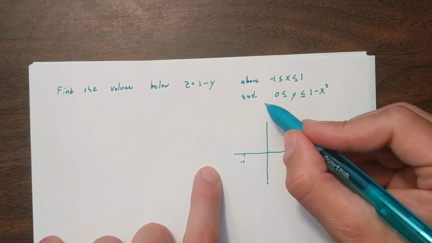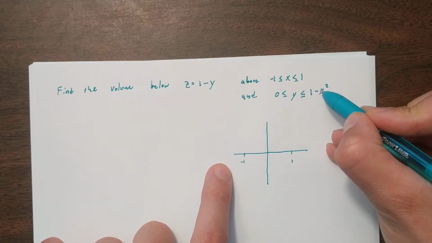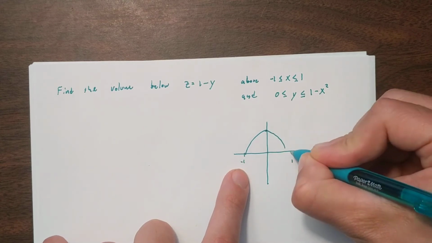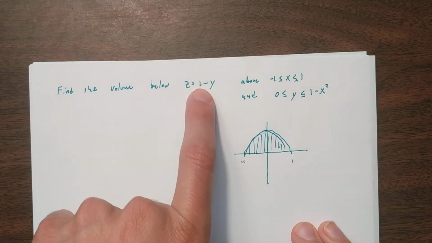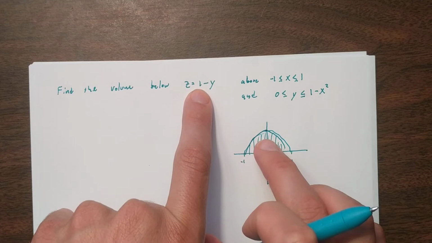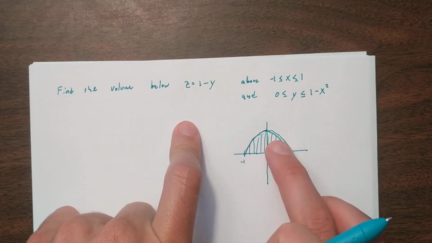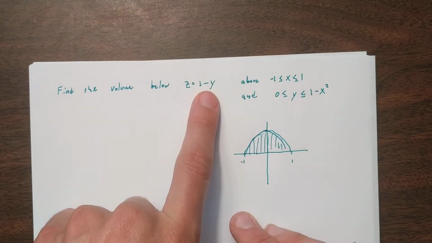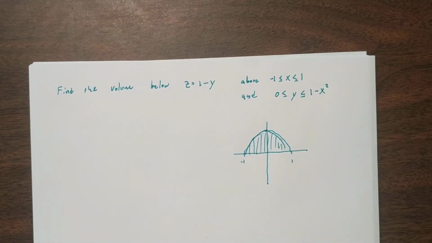So I want it in between here on the x. And the y, I want in between 0, so here's 0, obviously, and 1 minus x squared. Well, 1 minus x squared is this. So I'm going to want this surface right here having this height. So how would I find the volume of this surface? The height is defined by 1 minus y.